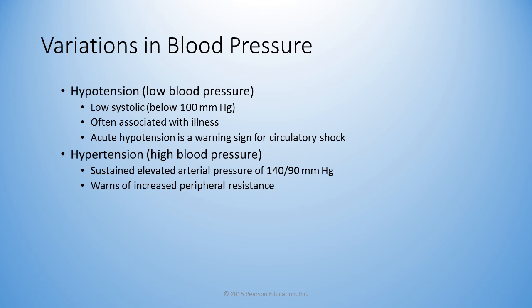Hypertension, which is high blood pressure, is when, sustained, the blood pressure is 140 over 90. And that needs to be taken seriously as a warning. There may be what we refer to typically as peripheral resistance, which could mean you have a buildup of plaque in the arteries. And unfortunately, hypertension often does not show any outward signs or symptoms, so a lot of people do not even realize that they have it.